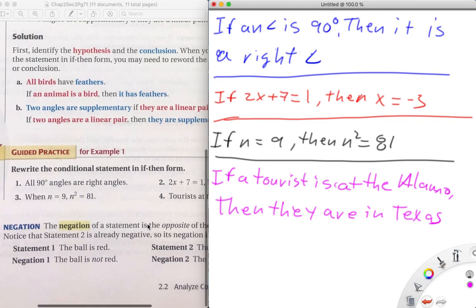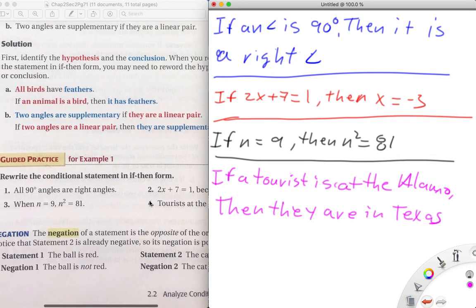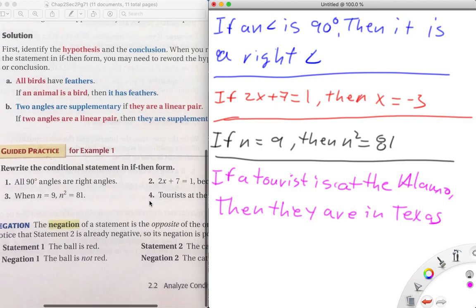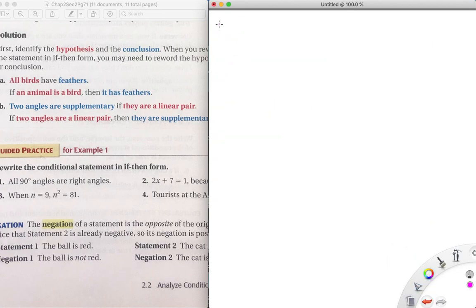Negation. Negation is the opposite of the original statement. So we have statement number one. In this case, statement number one says that the ball is red.